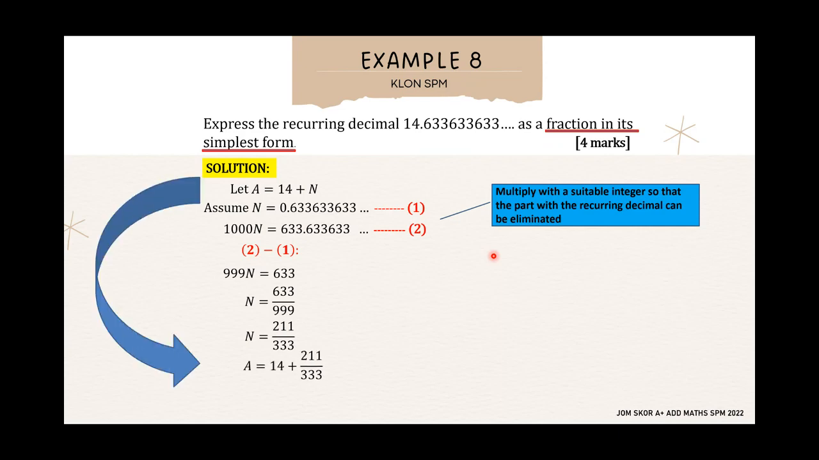Tengok kaitan, kita tak siap lagi ni sebab kita masih ada A dekat atas. So let A is equal to 14 plus N. So cari jawapan akhir A. A is equal to 14 pluskan dengan N yang baru saja kita dapat tadi, which is 211 over 350. Okay, express as a fraction in its simplest form. Dia akan jadi 14, 241 over 350.